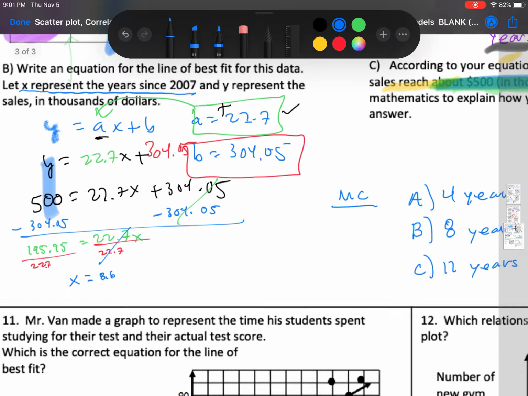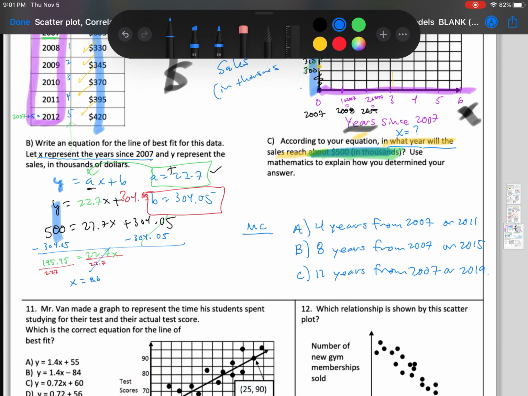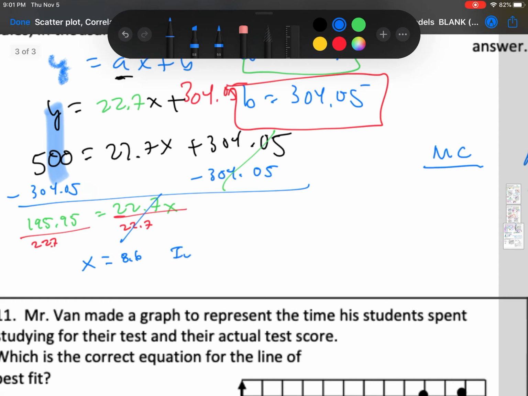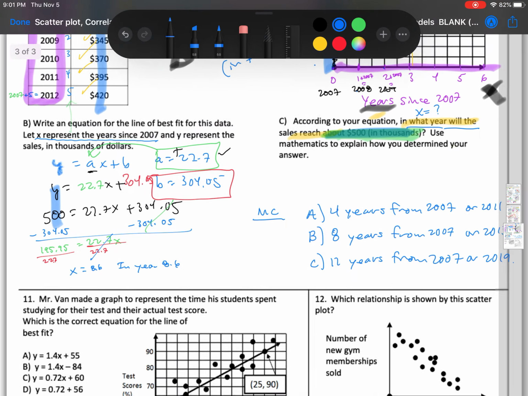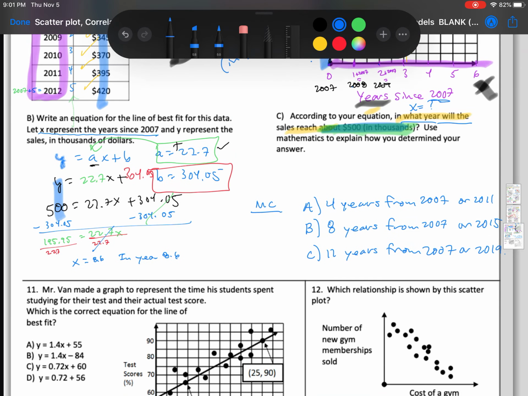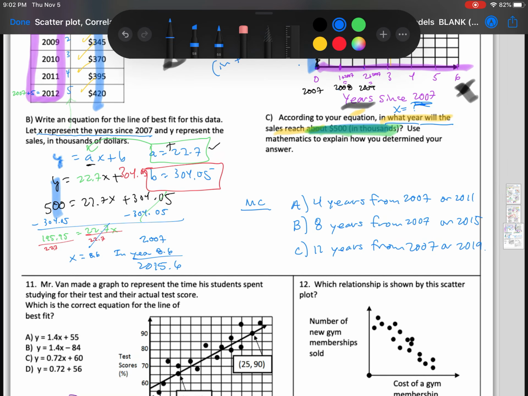Remember, what does 8.6 remind you in context? Well, it is a year. In year, 8.6. Okay? But since that's years since 2007, right? So 2007 plus 8.6 gives you in kind of super year 2015.6. Okay? And which one is closest to that in our multiple choice here? That would be B. Okay? So a lot of work for that question in multiple choice, but you need to start practicing how to write those equations with technology. That's what we've been seeing quite a bit.